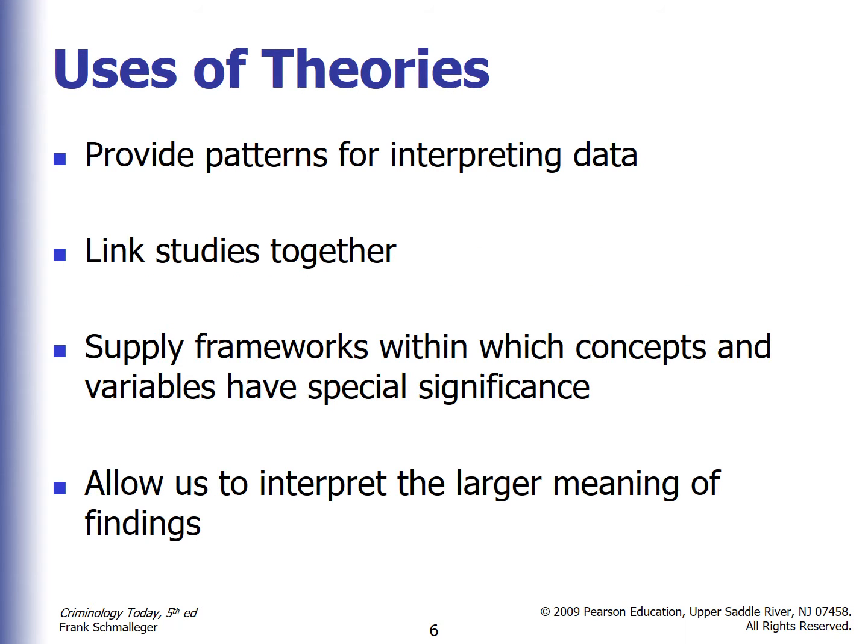Uses of theories: they provide us patterns for interpreting data. So if we have a theory, then maybe we can look at the data and it gives us a perspective to help us better understand the data. Theory helps us to link different studies together. It supplies us frameworks within which concepts and variables have special significance. So if we have the theory and then we see various concepts, the theory helps us to better understand them and gives them more significance. And it also allows us to interpret the larger meaning of whatever we do find in our research.